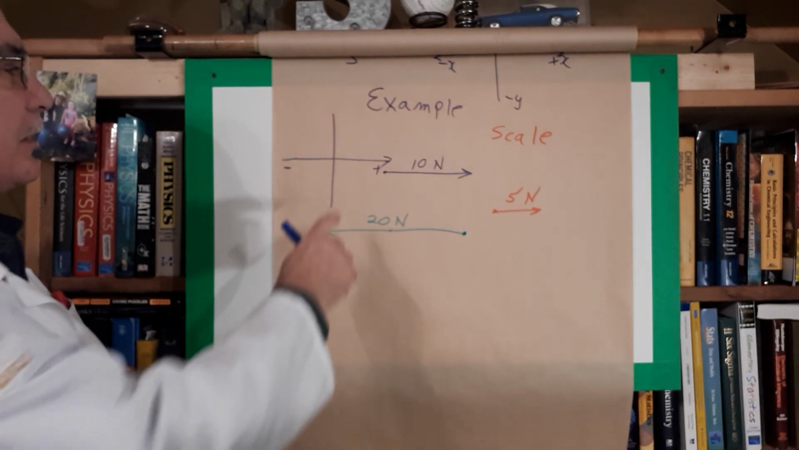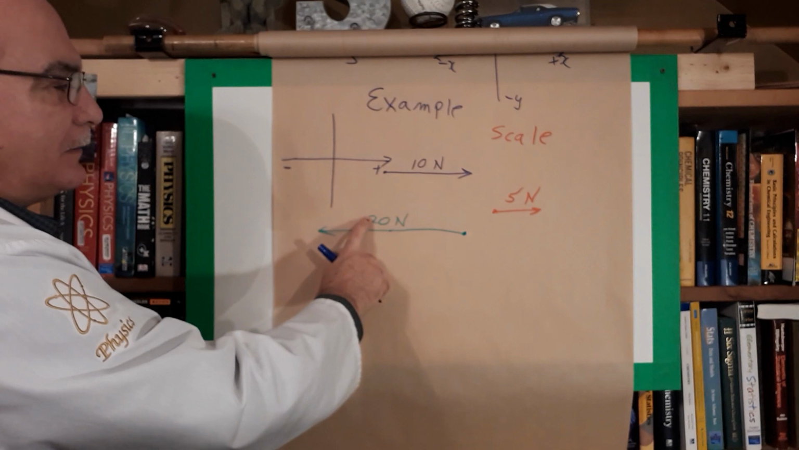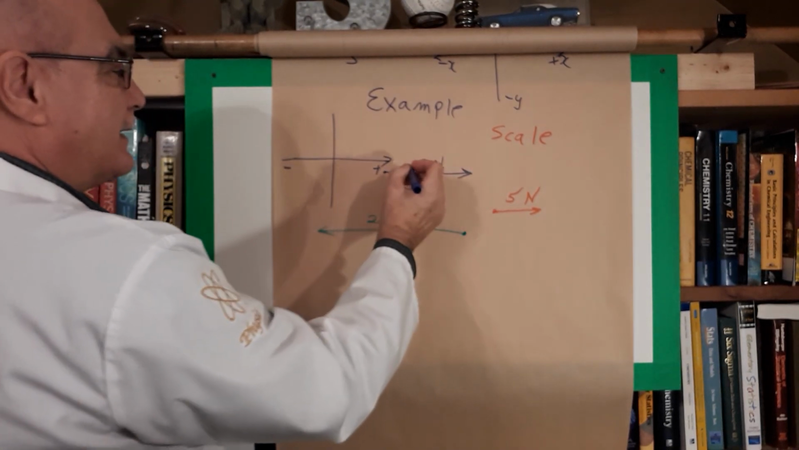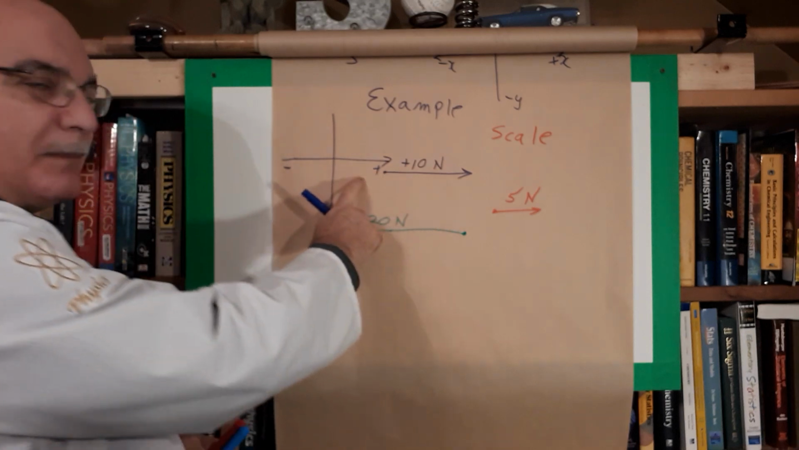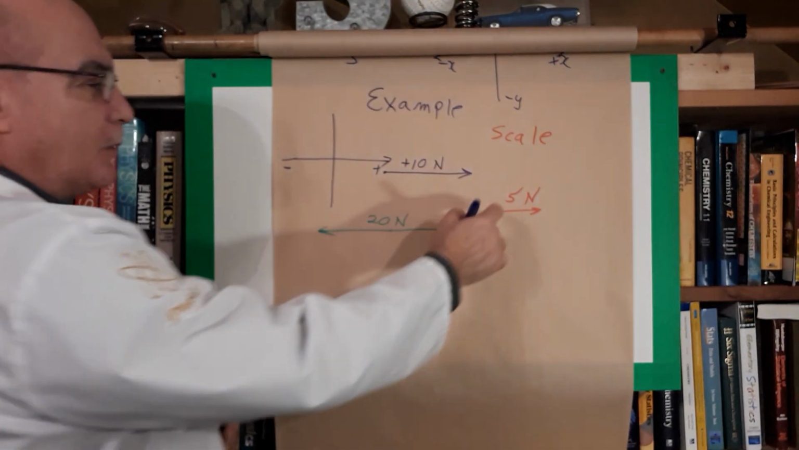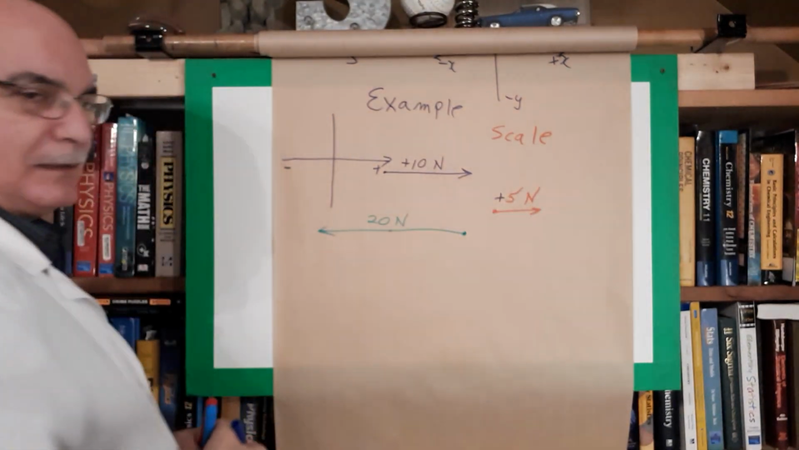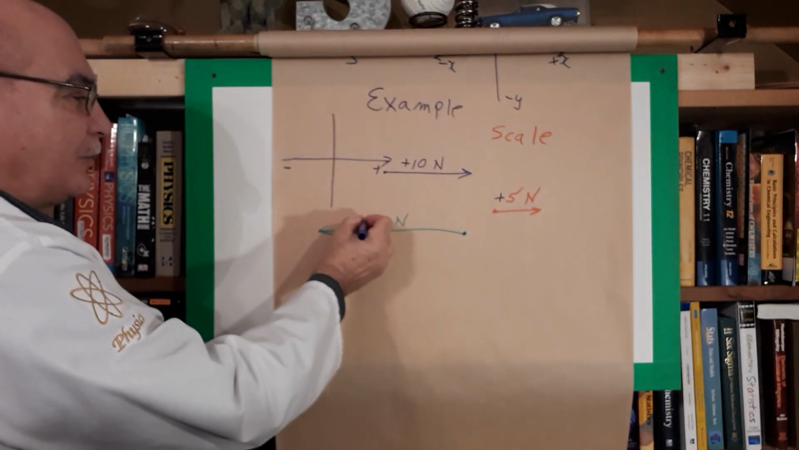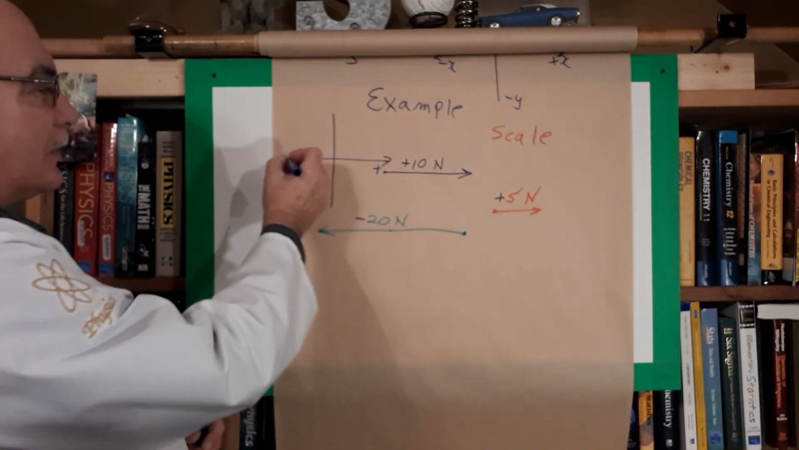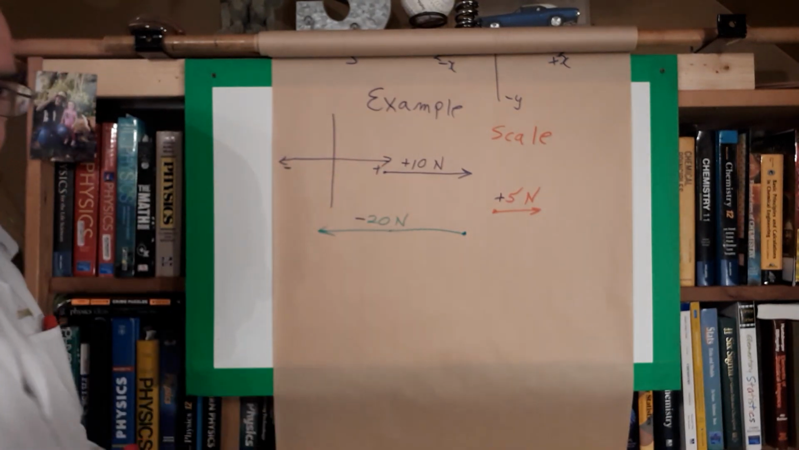Having said that, now I can give these magnitudes a sign. Going that way, this will be plus 10 newtons. According to my coordinate system, plus 10 newtons means it's going to my right. This one here is also plus 5 newtons. And this one is minus 20 newtons. That minus sign indicates that it's going to the left, towards the negative x-axis this way.